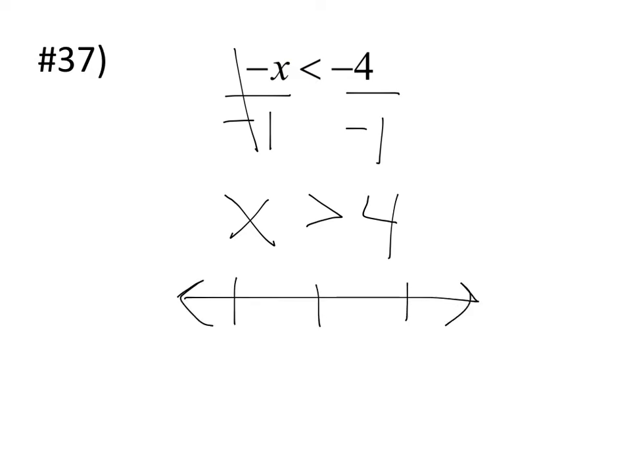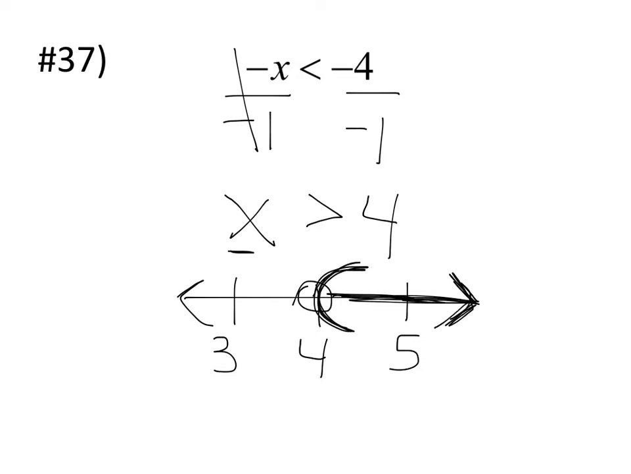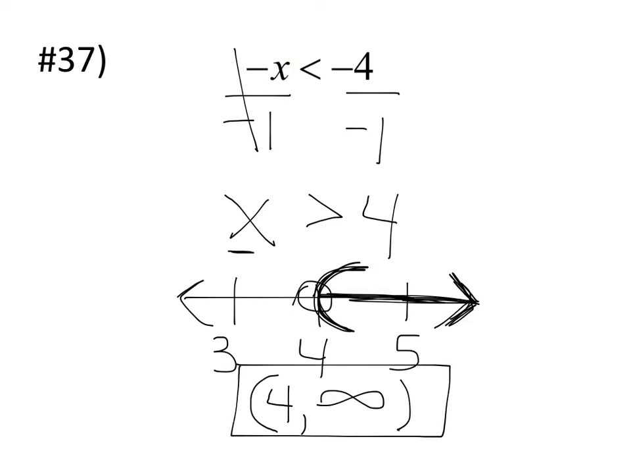So we'll do our 3 tick marks. We've got 4 and 5 and 3. It is again an open circle because it's just greater than. Because our variable is first, we shade the direction of the arrow. Again, it's a parenthesis because it's just greater than. Now let's go ahead and write this baby in interval notation. It's a parenthesis on the graph, so it's a parenthesis in our interval notation. We start at 4. The graph goes on forever, so it goes to infinity. And infinity is always a parenthesis, so it is 4 to infinity.